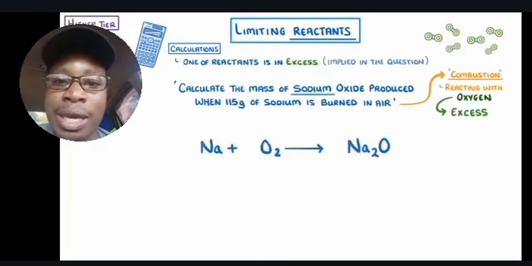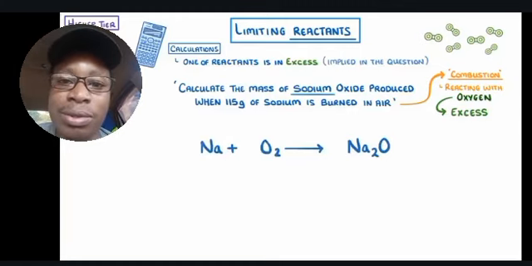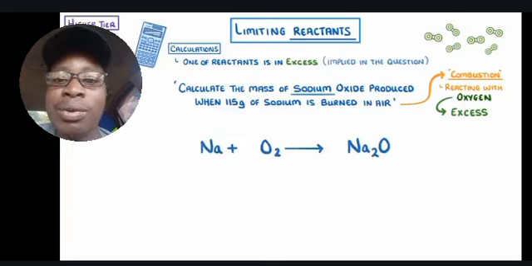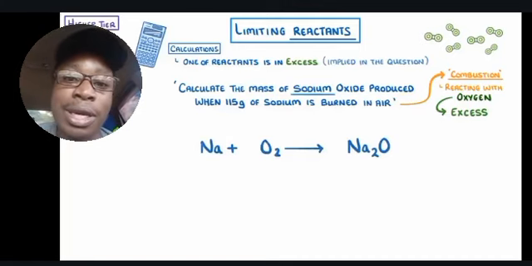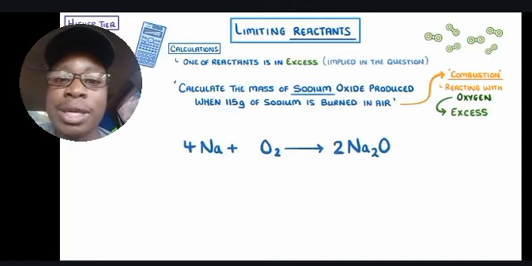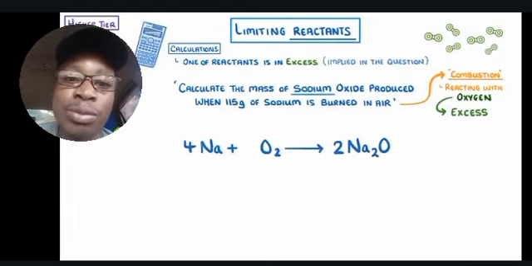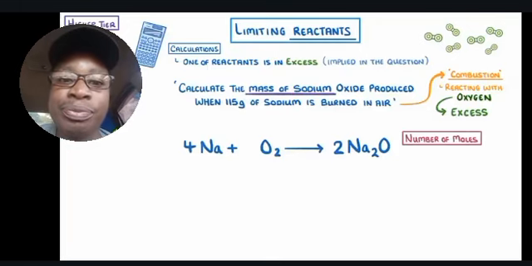Let's look at a specific example here. What you need to do is create the equation and balance it. We saw this when we talked about the law of conservation of mass: the atoms that you begin with must be exactly the atoms that you end up with. So if you balance it, you are going to have 4 moles of sodium reacting with 1 mole of oxygen to give 2 moles of sodium oxide. What's important for you to know here is the number of moles, since you are asked to calculate the mass of sodium oxide produced.